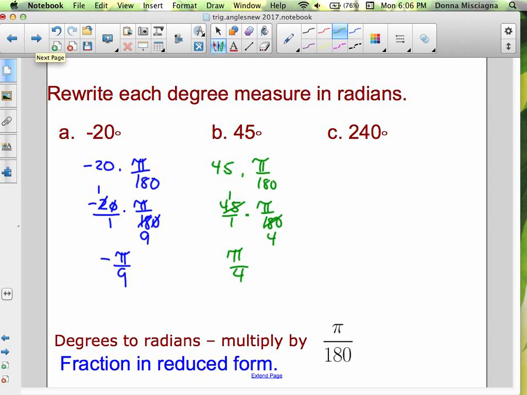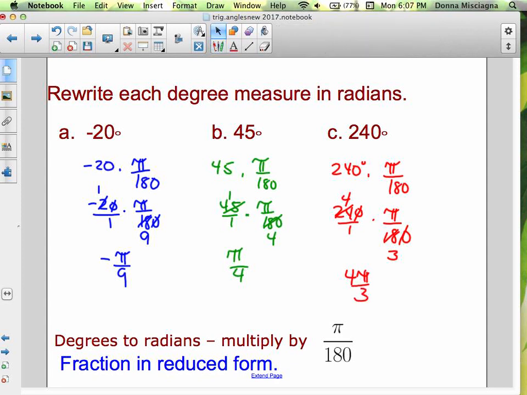Right? And then the last one there, 240 degrees. Right, so again, we're going to take 240 degrees and multiply by pi over 180. Oh, and this should have had a degree symbol on there, but it's not all that important. Right, so we can reduce those two zeros there. 18 and 24, both divisible by 6. This would be 4, and this would be 3. So this is 4 pi thirds radians.